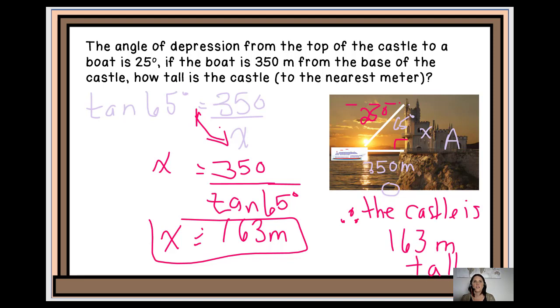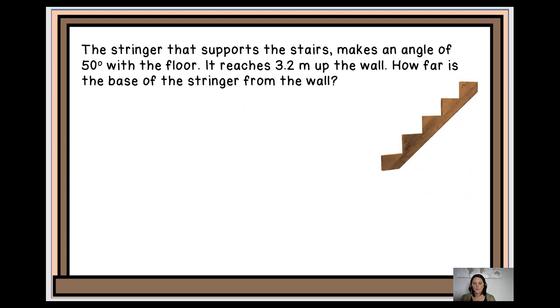Okay, let's go ahead and look at another example. The stringer that supports the stairs makes an angle of 50 degrees with the floor. It reaches 3.2 meters up the wall. How far is the base of the stringer from the wall? So the picture on the right-hand side shows what a stringer is. It's basically a part of your staircase.